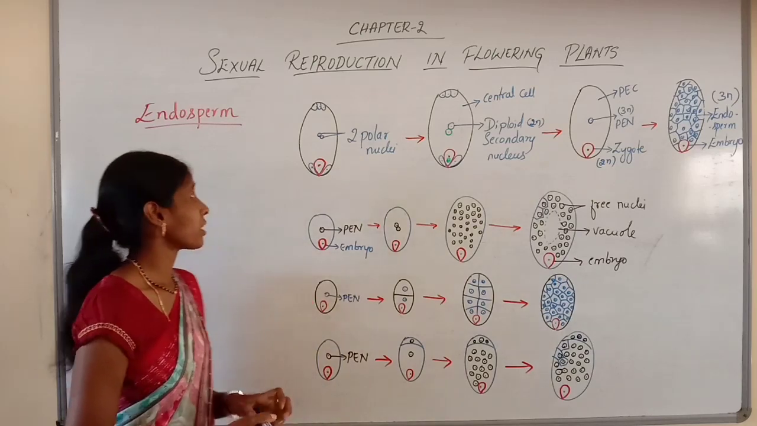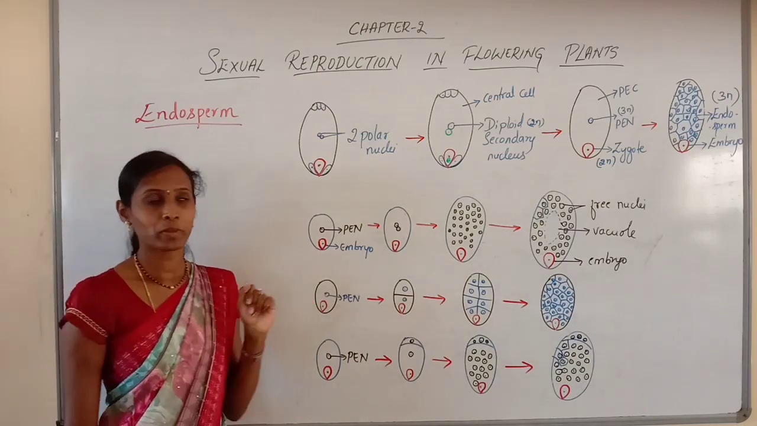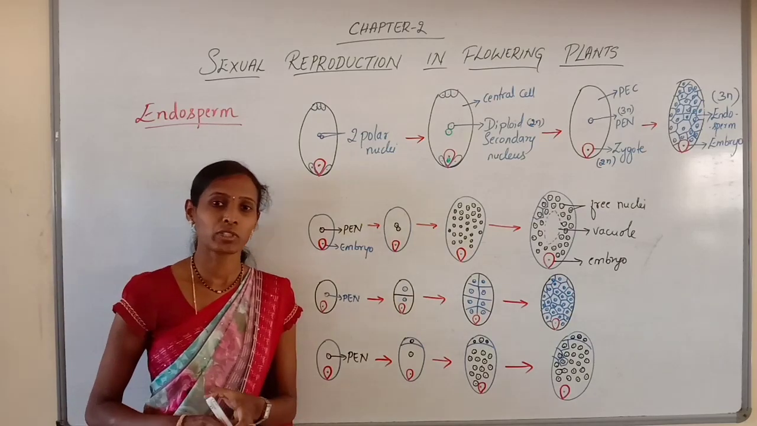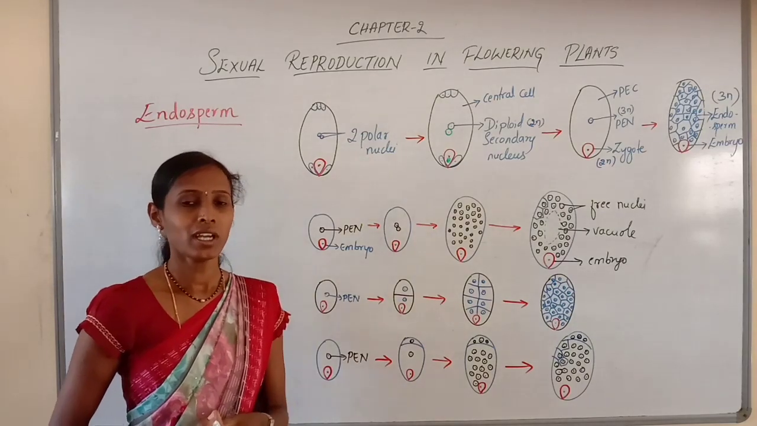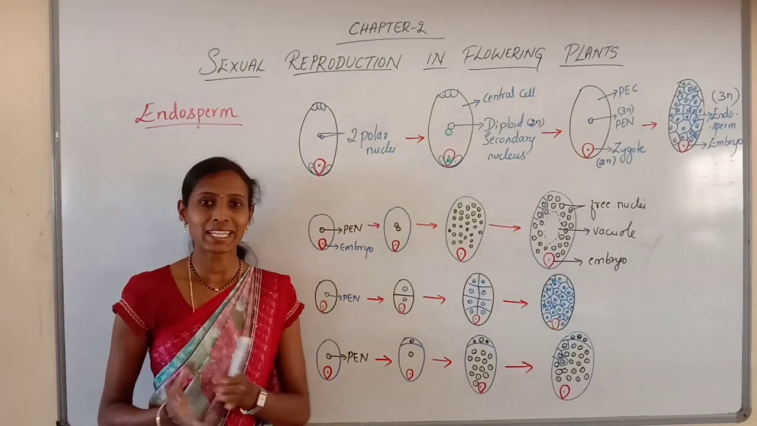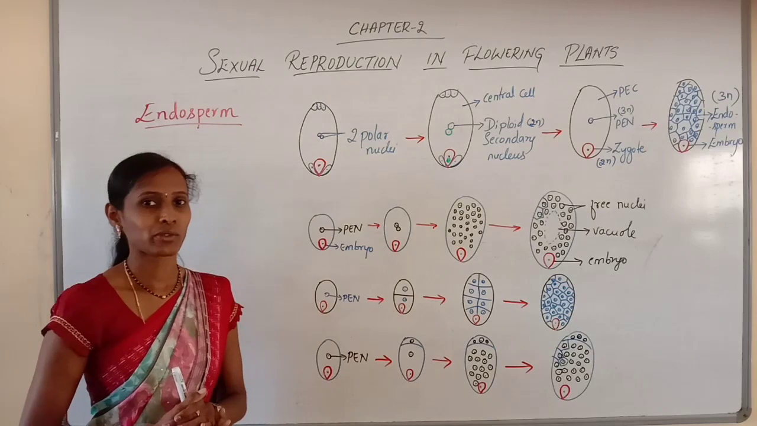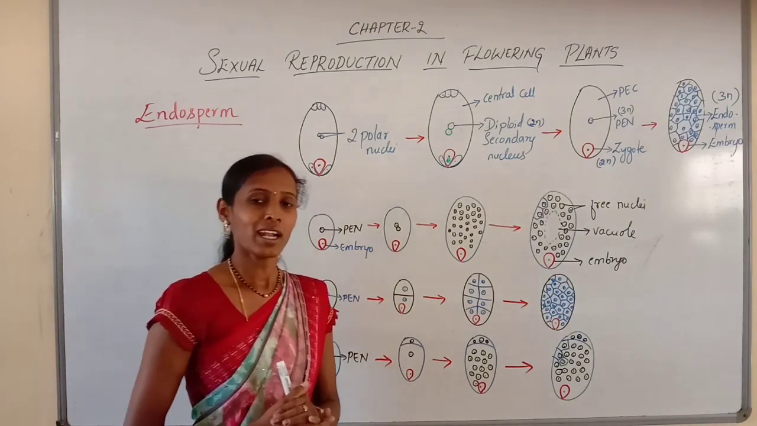In this class, we are going to discuss one of the important topics. It is endosperm. In the previous class only, we have discussed the endosperm while explaining double fertilization. Let us quickly glance at the double fertilization. In the double fertilization, we have studied syngamy and triple fusion.